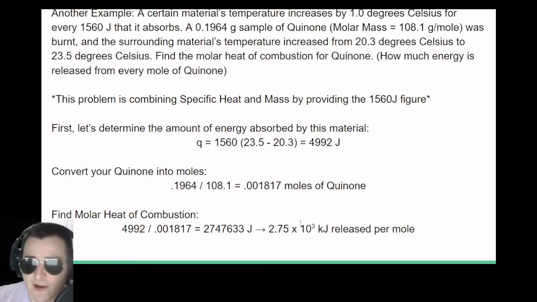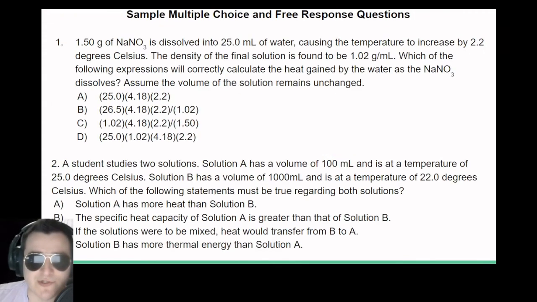Divided by 1,000 here, and we get our kilojoules. So we're looking at 2750 kilojoules, rounded, of course. Boom! Pretty easy. Use those units. Let's finally get into some sample multiple choice and free response questions.